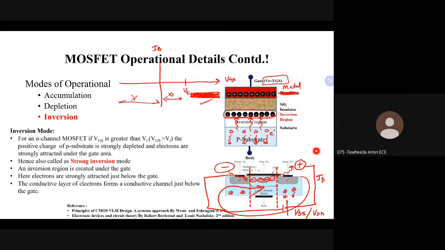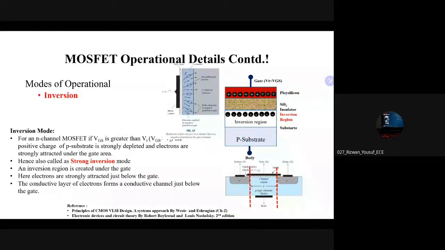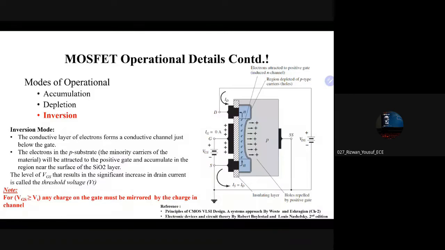Roll number 27 बेटा, कोई सवाल तो नहीं है? No, sir. किसी बच्चे को कोई सवाल तो नहीं है मॉसफेट पे? ठीक है, ओके. So I don't think that I have to explain it now.